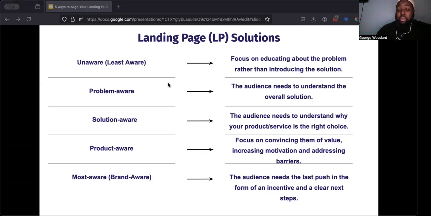So at this point, you have done all you're supposed to do in the first four levels, and now you're at the last level where they're the most aware. And then that last little bit is just telling them, hey, we've gone through XYZ. This is the benefits. This is the value that you get. Schedule your call today. Let's get this process going. And that's all the push that they need.